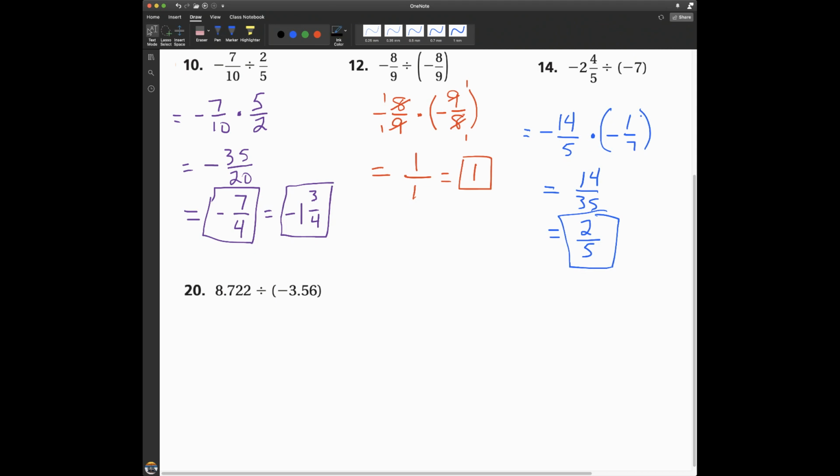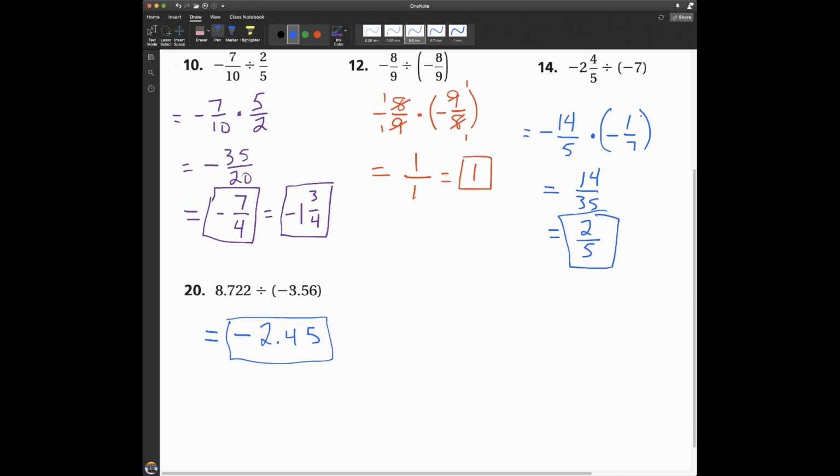The last problem, the only thing we have to do is make sure that we get the sign of our answer correct. So they have different signs, so my answer will be negative. And now the second thing I have to get correct is making sure that I put the correct values in my calculator. So 8.722 divided by negative 3.56. I'm putting this in my calculator right now as I talk to you, and I get this answer, negative 2.45. And, is that correct?